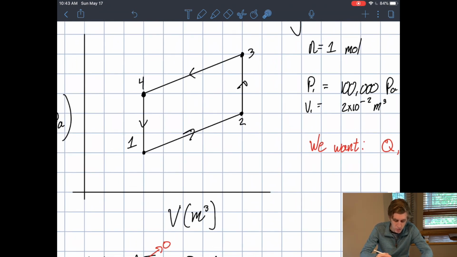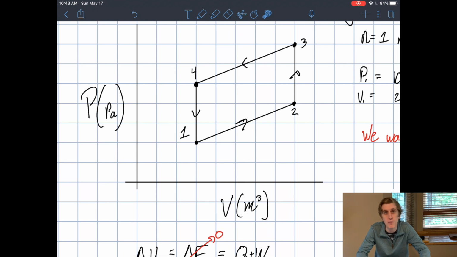First off, look at the process that takes the gas from point 2 to point 3 and the process that takes the gas from point 4 to point 1. What do you notice about these processes? Well, they're vertical lines, which means they're happening at constant volume. Any process that happens at constant volume does no work, because we know that work is equal to the negative pressure times the change in volume. So we don't need to even think about those two processes when we're calculating work.